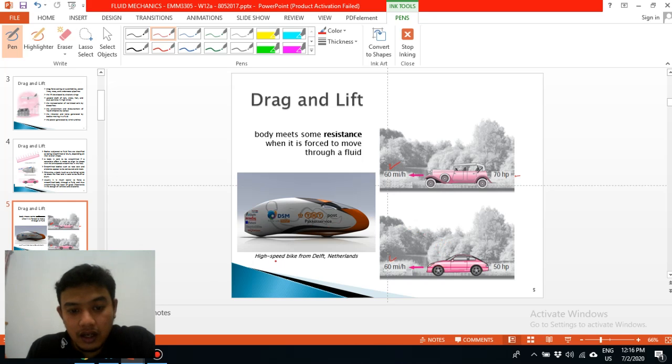This is a high-speed bike from Delft, Netherlands. You can see a lot of aerodynamic shaping in order to reduce the drag effect.